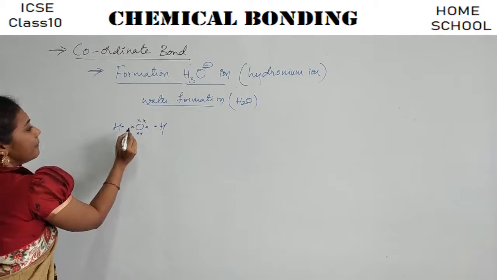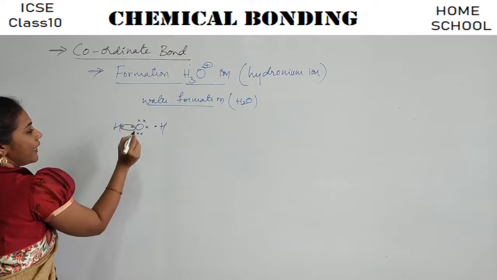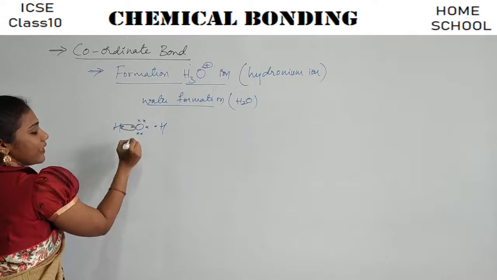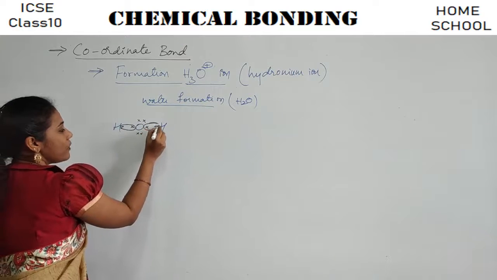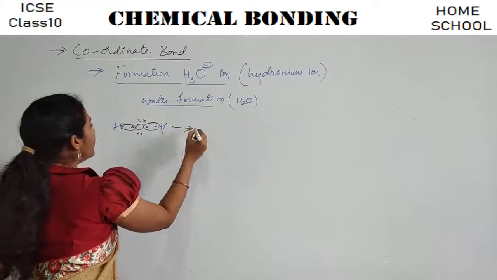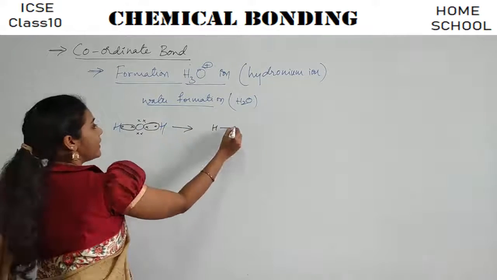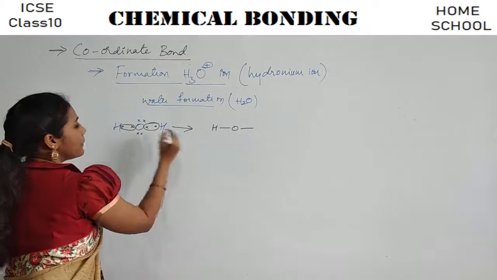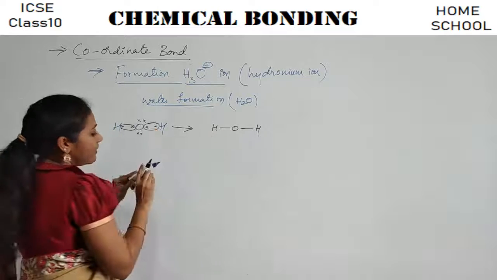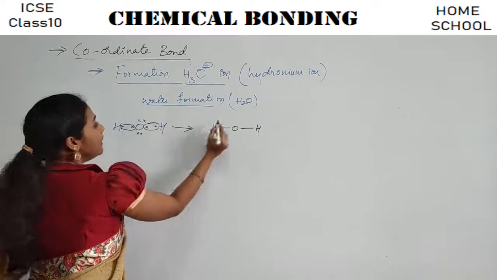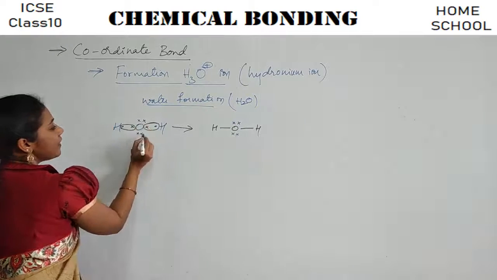Between this oxygen and this hydrogen, this pair of electrons is getting shared. Between this oxygen and the other hydrogen, this pair of electrons is getting shared. So you would get the formation of water. One single bond between this H and this oxygen, another single bond between this O and this hydrogen. I will mark the others with a blue color pen. These electrons are not shared.